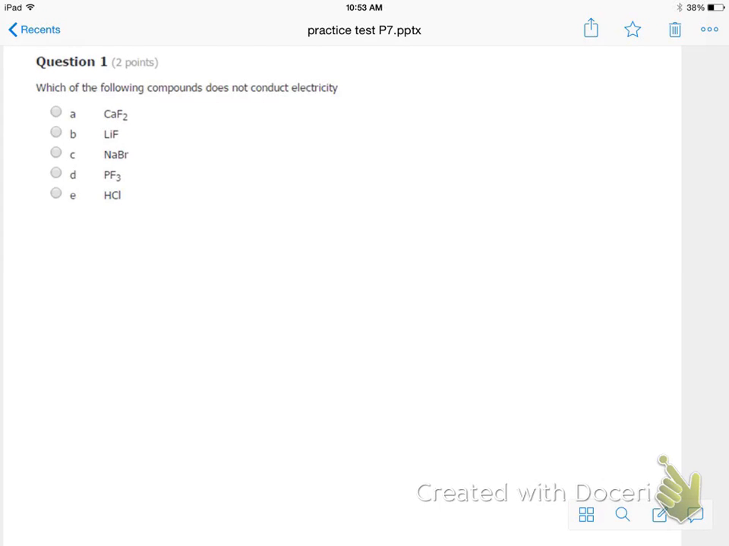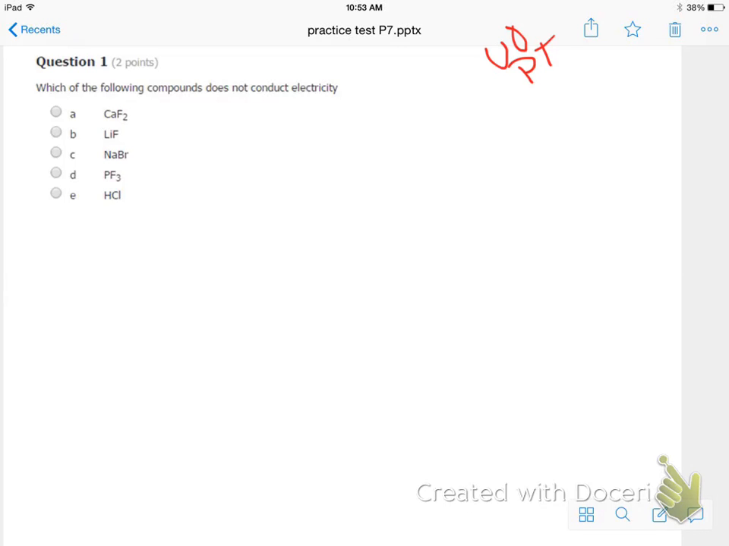Okay, in this podcast I'm going over the Unit 0 practice test that's in Schoology. Okay, so here's question 1. Now your order of questions is probably different because I think I scrambled them on the quiz, on the practice test. So which of the following compounds does not conduct electricity?